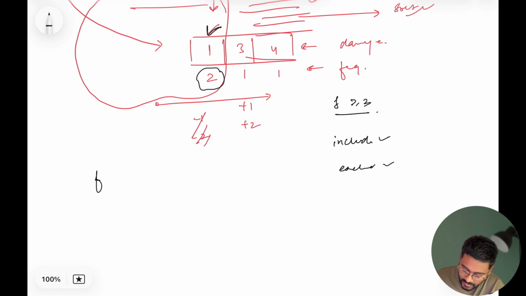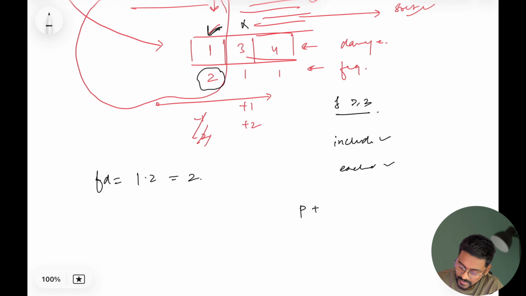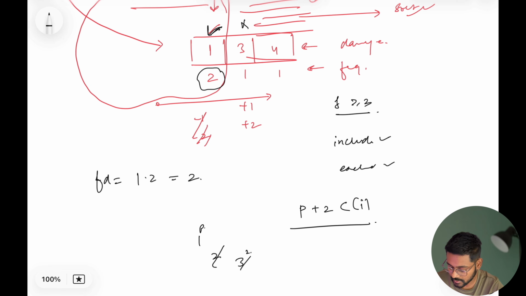So the final damage is equal to 1 into 2, that is 2. And if I have included 1, I cannot include 3. I cannot take 3 because previously captured value plus 2 should be less than the current value, because it is already given in the problem statement. If the previous captured value is 1, I cannot take 2, I cannot take 3. So P plus 2 should be less than I. If that is the case, I can include it.